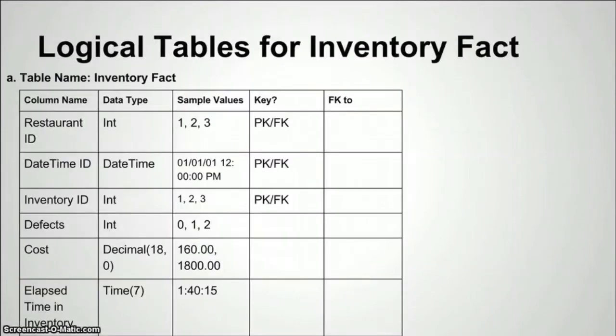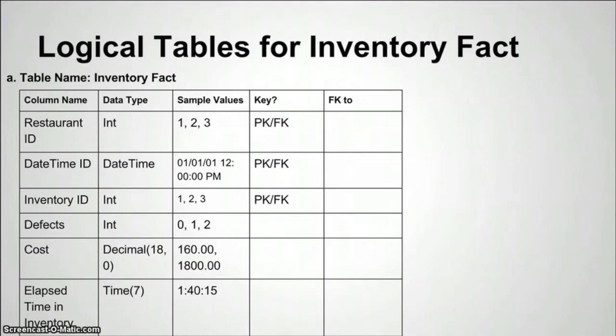Okay, so these are our logical tables for inventory fact. Restaurant ID, date time ID, and inventory ID are composed of the primary key for the inventory fact table. Defects, cost, and elapsed time in inventory will be measures in this table. Along with this, we have date time connected to inventory fact. Now this will be present in our other fact table as well.